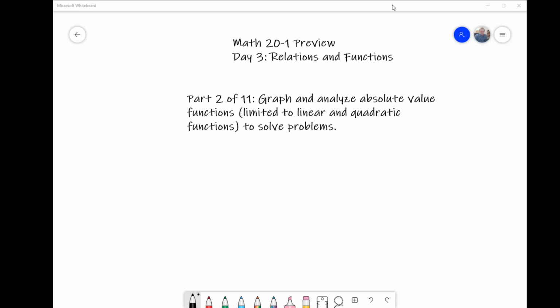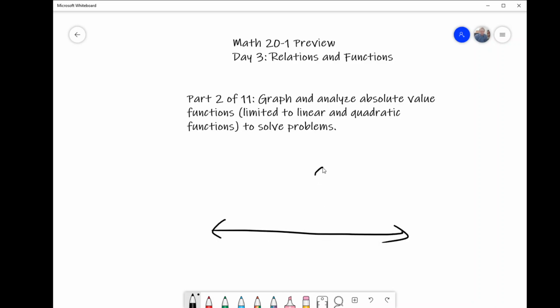So we actually saw a preview of this topic in day one's content, when we were doing a preview of algebra and numbers. There we talked about calculating absolute values. Here in relations and functions, we're going to graph and analyze absolute value functions.